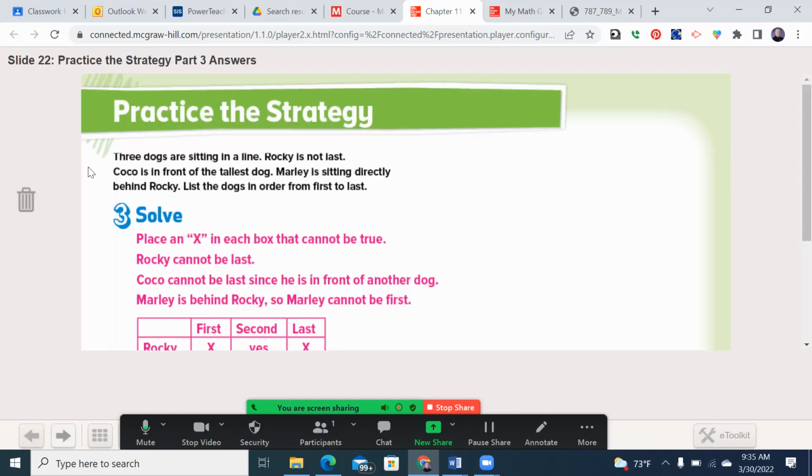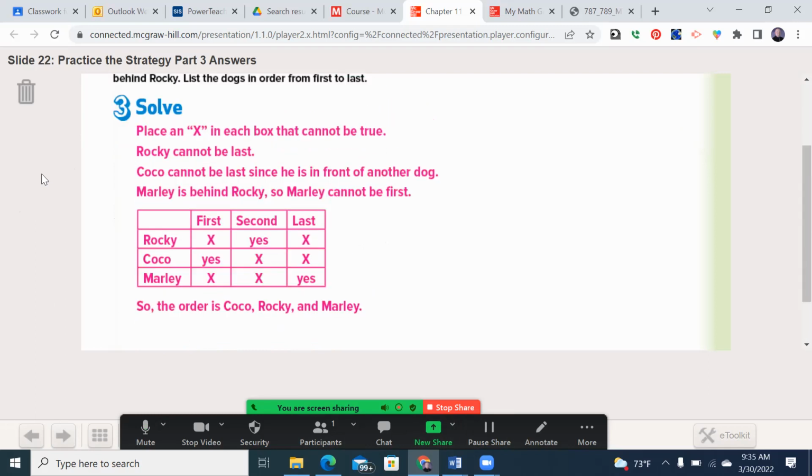So they made a table. Place an X in each box that cannot be true. Now your table may not, you may not have gone with the table, but you may have done some version different. So we start ruling out things like Rocky cannot be last.